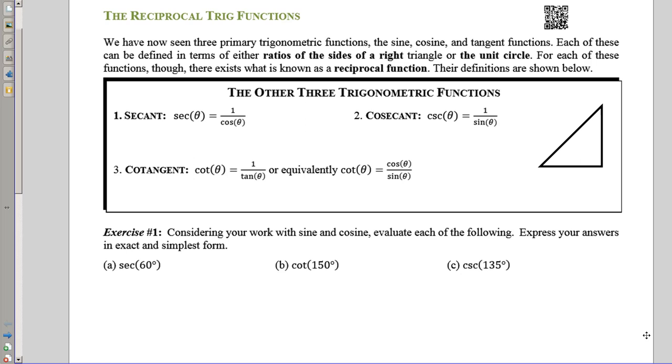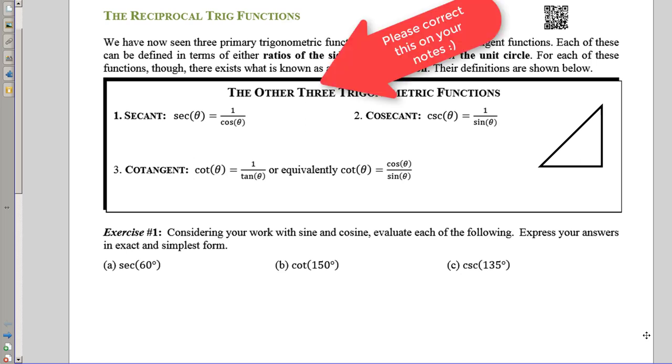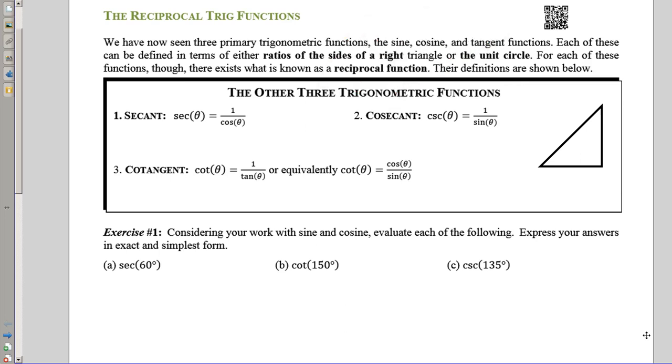The first one is secant, and that is the reciprocal of cosine. So we know cosine to be adjacent over hypotenuse. So that means that secant would be hypotenuse over adjacent if you're considering the sides of the right triangle. So if we consider this right triangle, we have angle theta here, the side opposite, the side adjacent, and the hypotenuse, which is opposite the right angle.